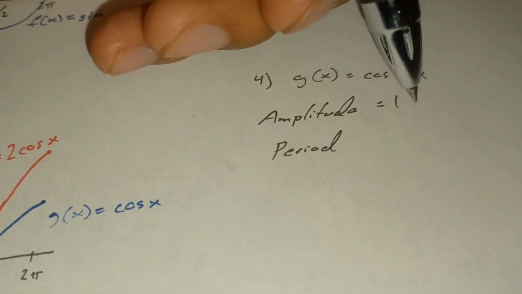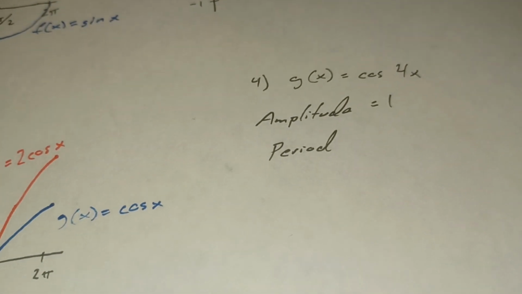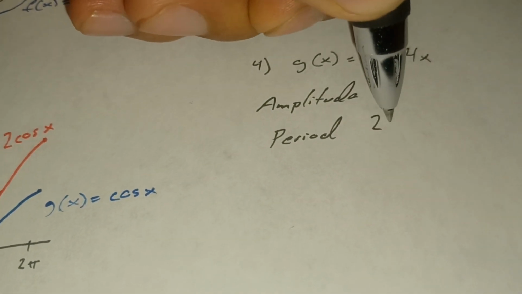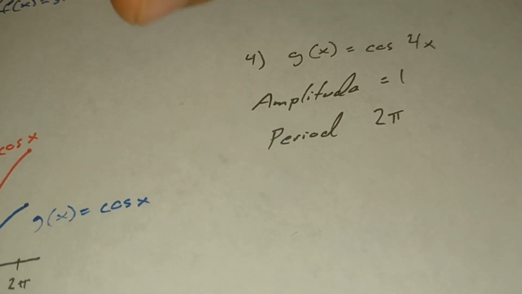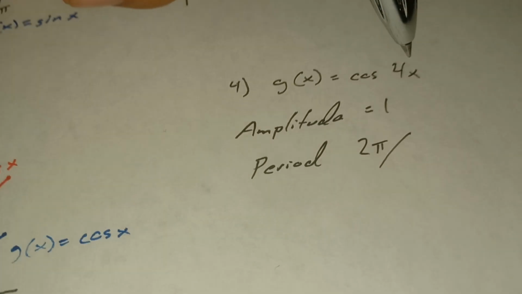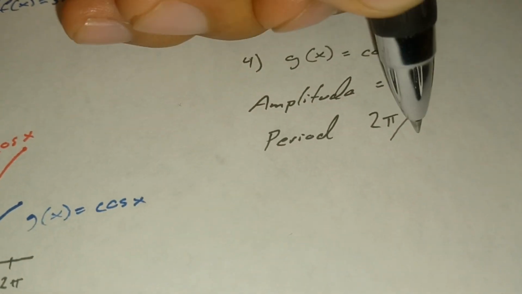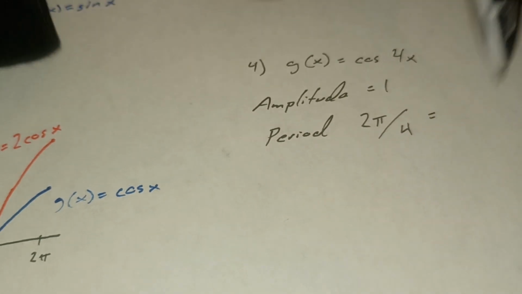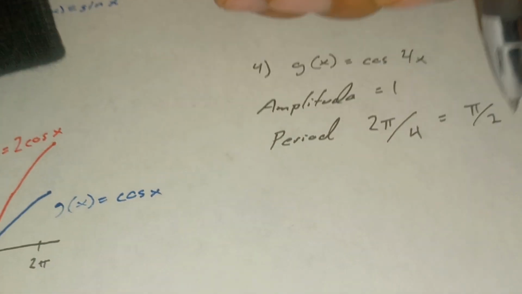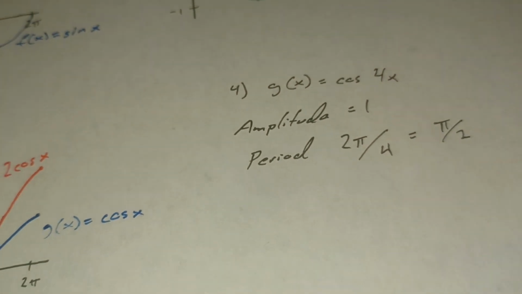So in order to do that, we already know that the original cosine of x function has a period of 2 pi. So in order to find this one's period, we're going to have to divide it by 4. So it's going to be 2 pi divided by 4. That is going to give us pi over 2, I believe. Pi over 2.